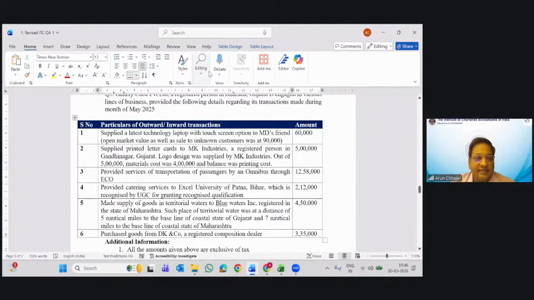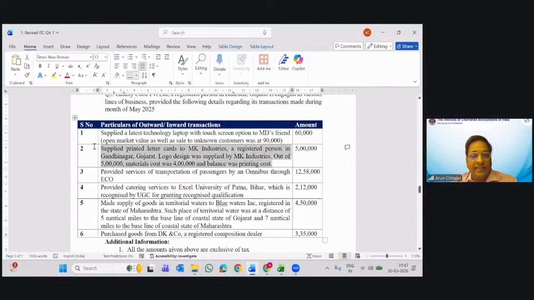It says that supplied printed letter card to the MK Industries registered person. Logo design was supplied by the MK. Out of 5 lakh, material cost was 4 lakh and the balance was printing cost. So 5 लाख में 4 लाख मेरा material cost है और printing cost कितना है, 1 लाख रुपए. And supplying the printed letter card to the MK Industries. Logo मुझे आपने दिया, you are MK and you have given the logo to me. What I have done, I have supplied the printed letter card along with printing. Now tell me, is it a supply of the goods, supply of the service, or will I apportion 4 lakh as goods and 1 lakh as service?